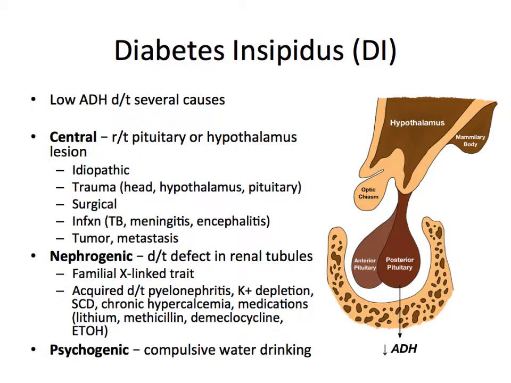Nephrogenic DI is due to a defect in the renal tubules. This can be either congenital or acquired due to pyelonephritis, potassium depletion, sickle cell disease, chronic hypercalcemia, and medications such as lithium, methicillin, demeclocycline, and alcohol. Finally, psychogenic DI occurs from compulsive water drinking.